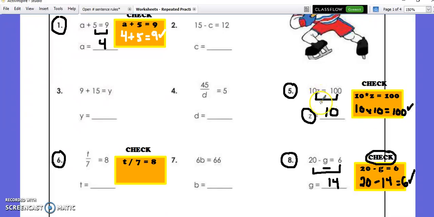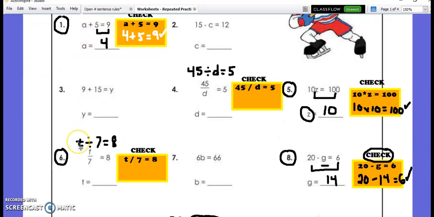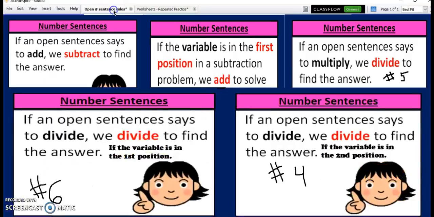So yes, in this case, when I'm asked to multiply an open number sentence, I actually divide to solve for the answer. That leads us to open number division sentences, and you'll see examples of this on question number 6, as well as question number 4. Let's take a look at the 2 open division number sentence rules.